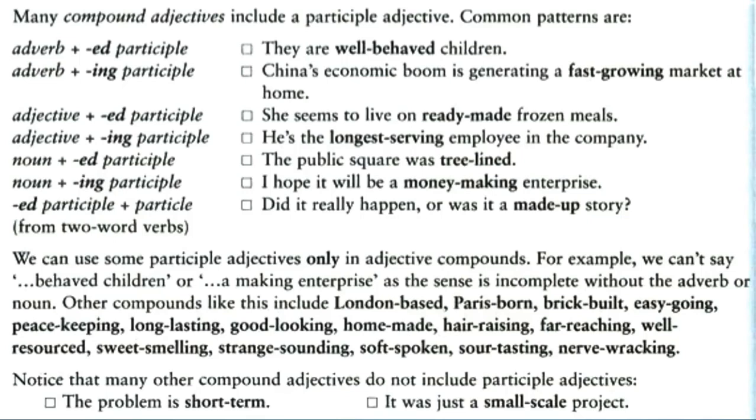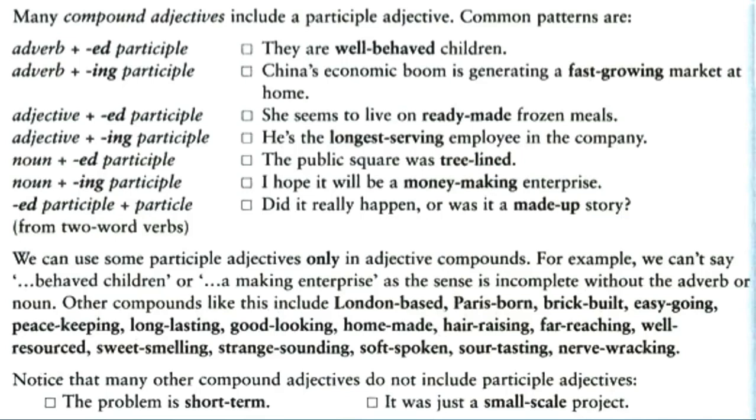We can use some participle adjectives only in adjective compounds. For example, we can't say behaved children or a making enterprise, as the sentence is incomplete without the adverb or noun. Other compounds like this include London-based, Paris-born, big-built, easygoing, peacekeeping, long-lasting, good-looking, homemade, hair-raising, far-reaching, well-resourced, sweet-smelling, strange-sounding, soft-spoken, sour-tasting, nerve-wracking.